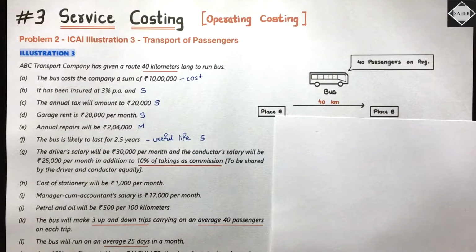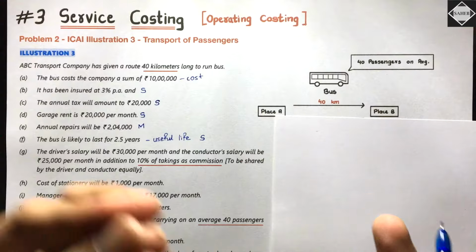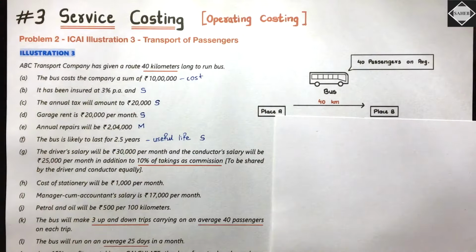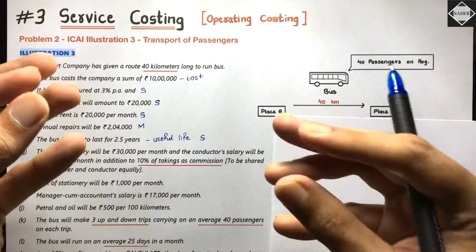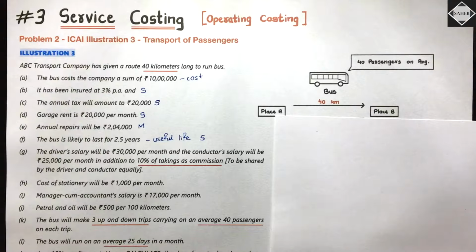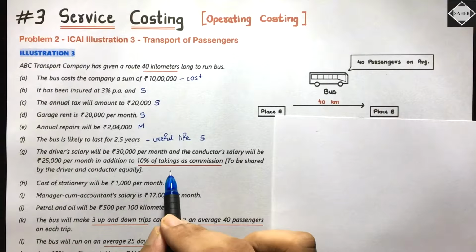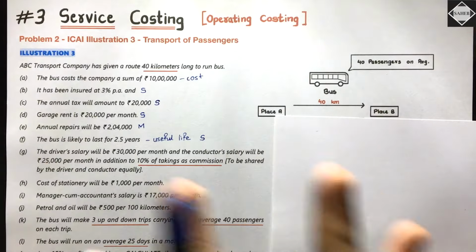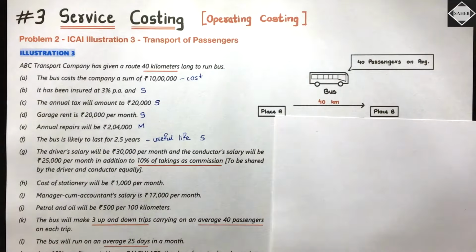Equally it will be shared among them. If our sales is 100, then 10 rupees will be given as commission. Now the driver will take 5 rupees and the conductor will take 5 rupees. That's what it means basically. We'll calculate that. This is an important adjustment, because of this we'll have to do a little bit of calculation. That's why this question becomes important for you to understand, right?